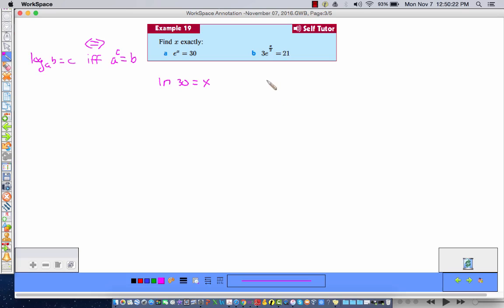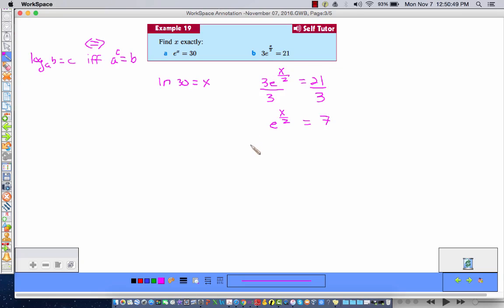Okay, so here we're going to have to do a little bit more work. 3e to the x over 2 is equal to 21. I'm going to clean it up a bit and divide both sides by 3. Again, this is just a number. e to the x over 2 is a number. Once we find out what x is, we'll have an exact number. So e to the x over 2 is equal to 7.